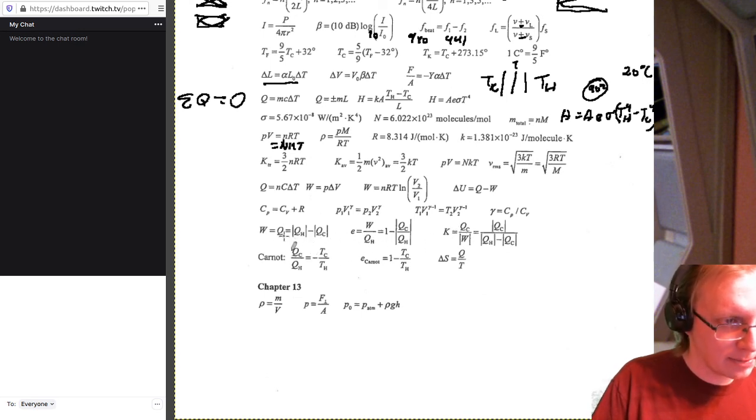This is the work done of an engine, given the heat from the hot side and the cold side. This is the efficiency of an engine when you have some amount of work done and the heat coming out of the hot side.